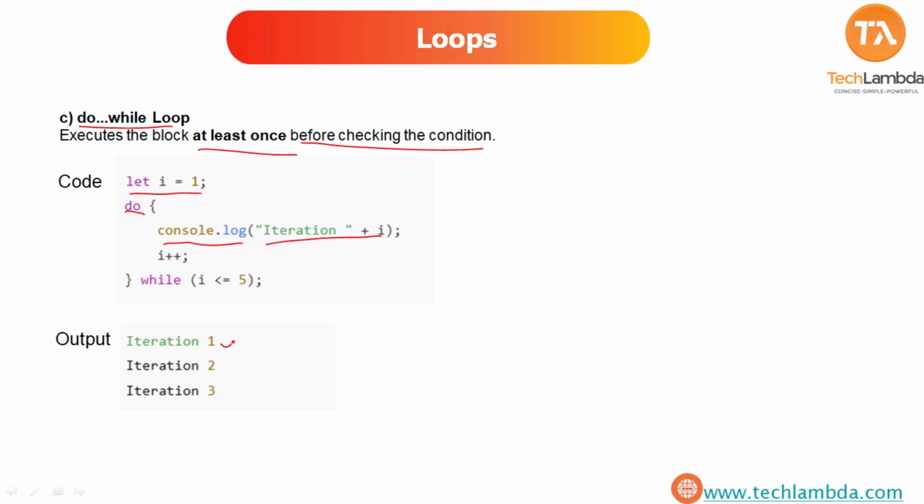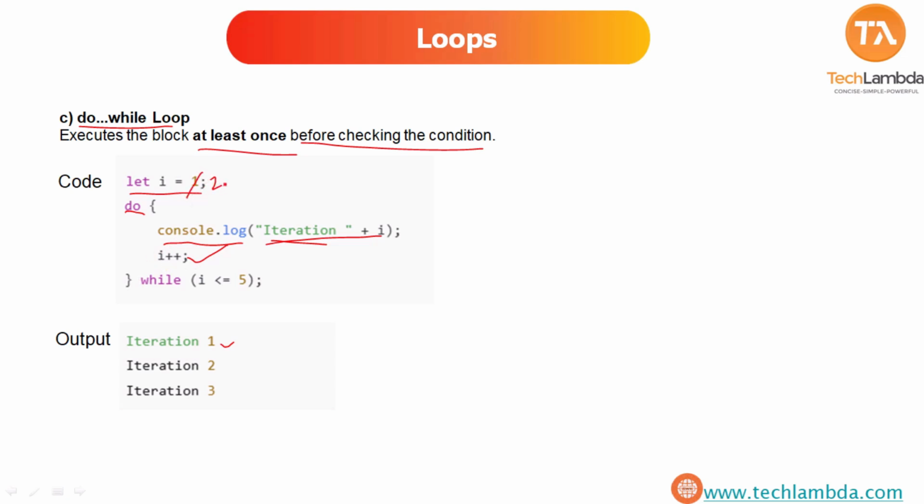Here i is 1, so it prints iteration 1. Then again it does the increment, that is i plus plus. After it runs at least once, it gives i plus plus, so i becomes 2.